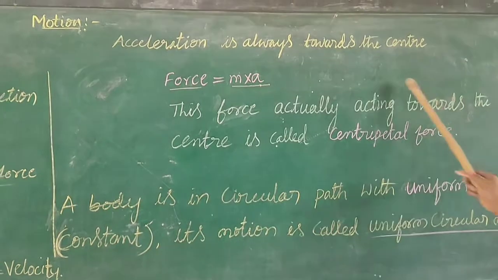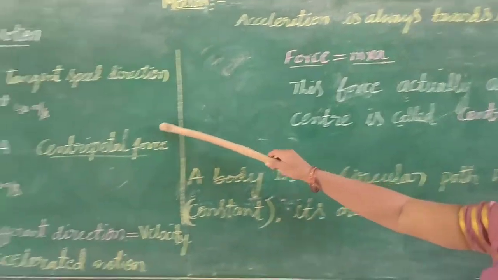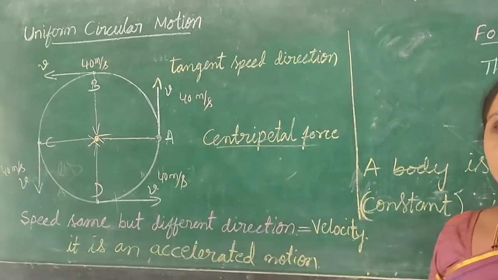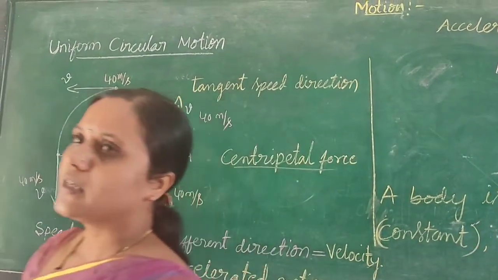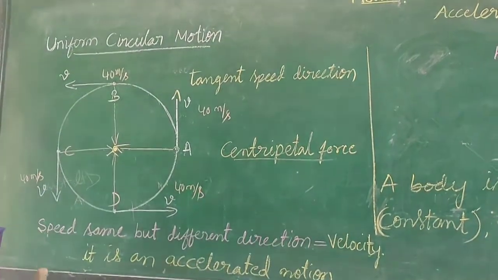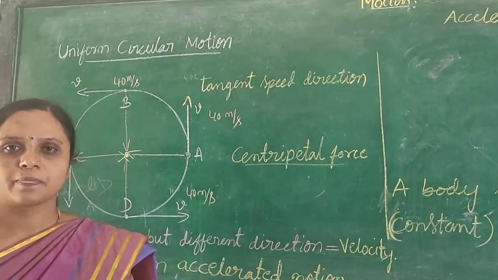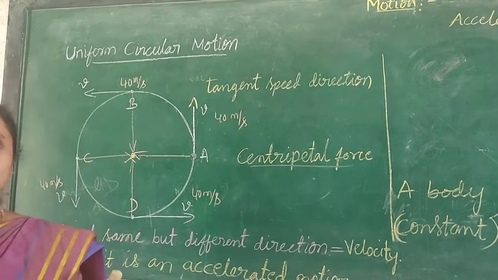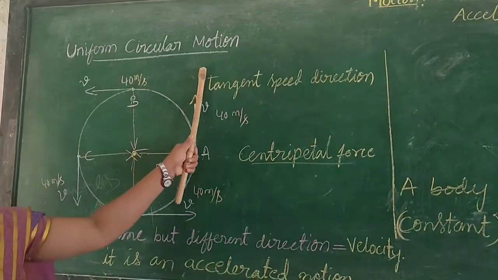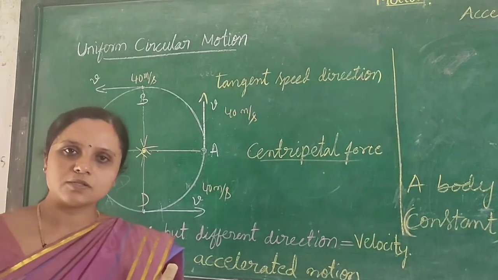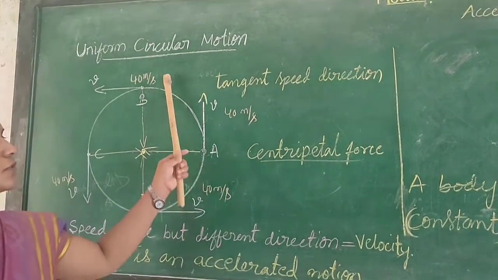Students, you can see some examples. What are the examples of accelerated motion? You can give some more examples like that. The earth revolves around the sun. It is a best example of circular motion. In the same way, the electrons revolving around the nucleus is also an example of circular motion.